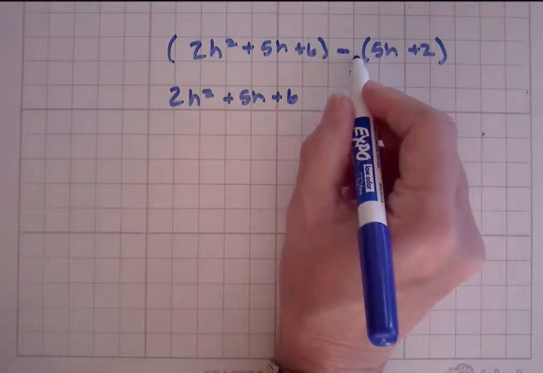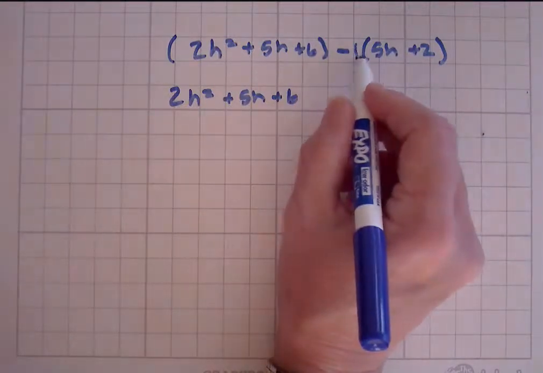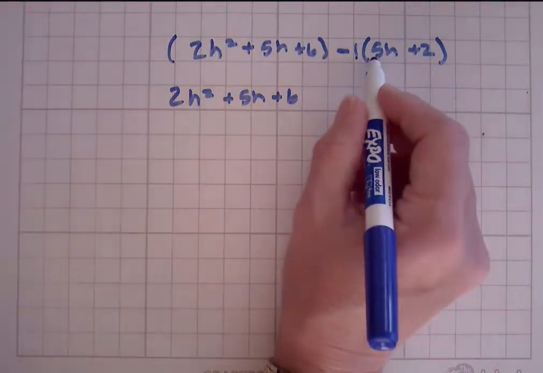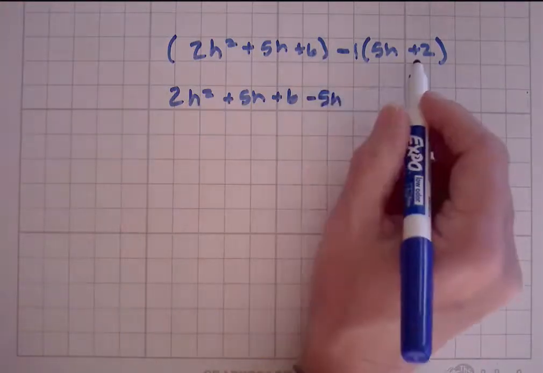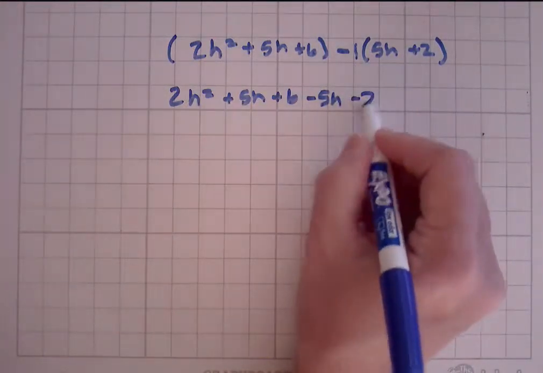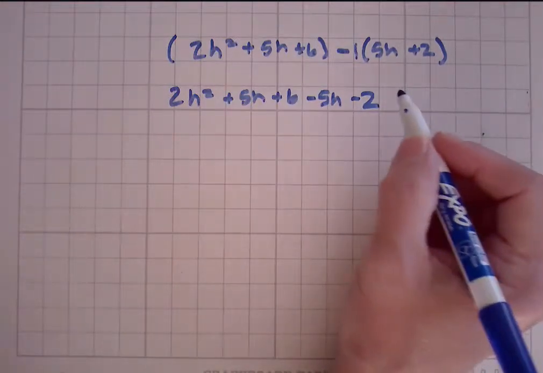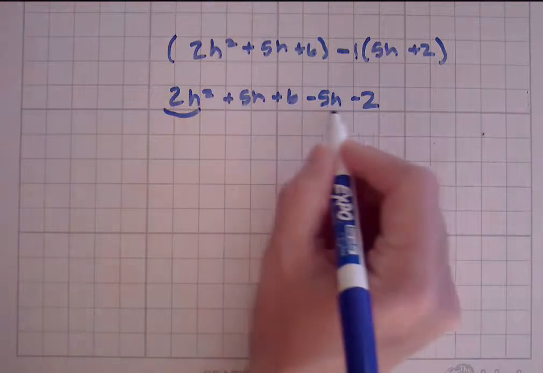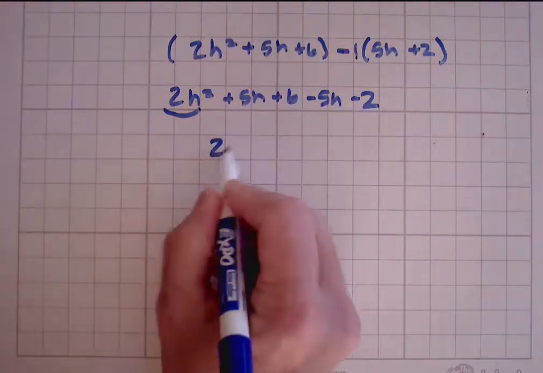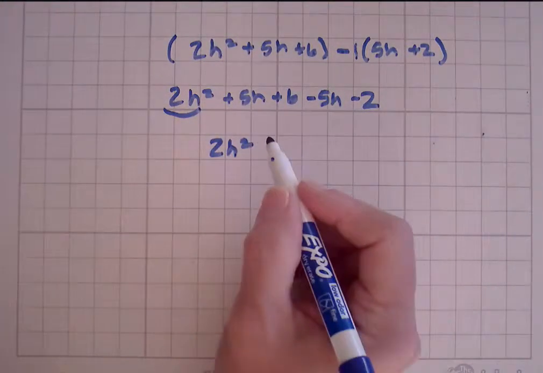This is minus 1, that invisible 1 is there, times everything in there, which means this positive 5h becomes a negative 5h, and this positive 2 becomes a negative 2. Now sometimes when you combine like terms, you'll see there's only one thing. There's no other h squareds. So you just bring it down. You don't have to do anything else with it.